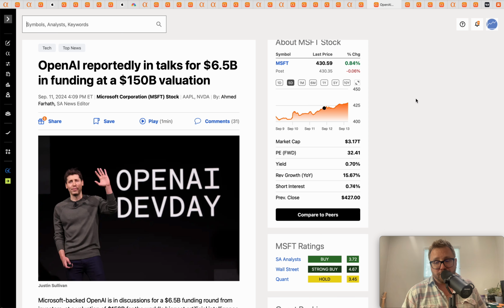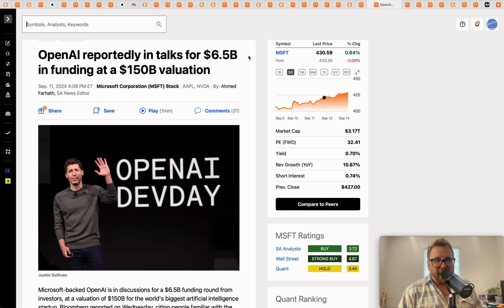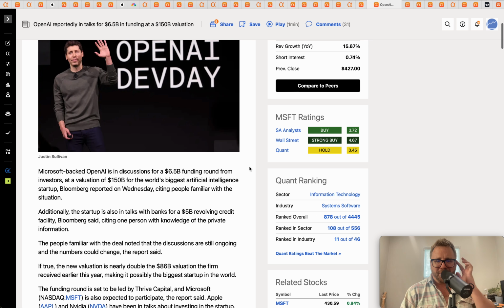Now, OpenAI is doing this as they are in talks to raise $6.5 billion at a $150 billion valuation. That would make Microsoft's stake, which they're going to have to really write up on their balance sheet. I don't know how they recognize that.